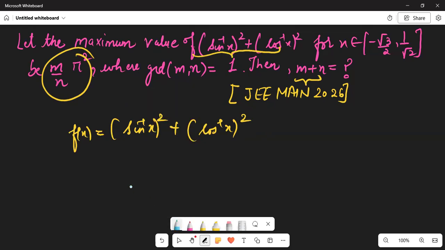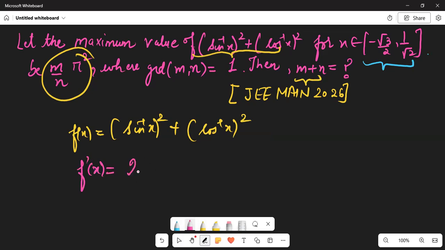So basically, we have to find the values of m and n. Only then we'll be able to find m plus n. So x is lying in this interval. This is a question of inverse trigonometric functions. And when we are dealing with maximum and minimum, it is very clear that we will be using the derivative rules. That is, if f prime x is 0, then the point x is either a point of minima or a point of maxima. So, in order to solve this question, let us differentiate this function.